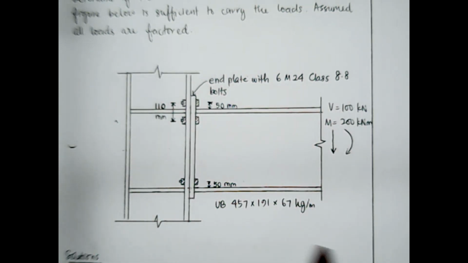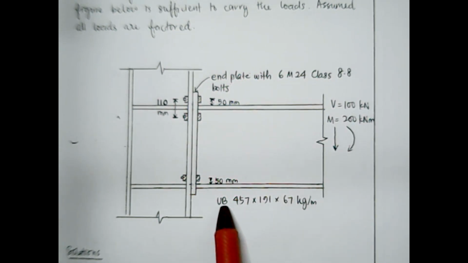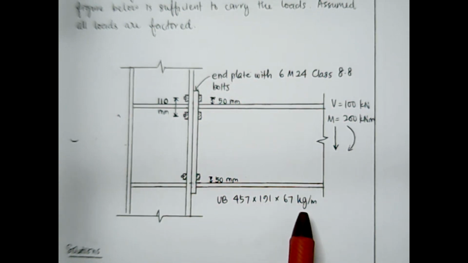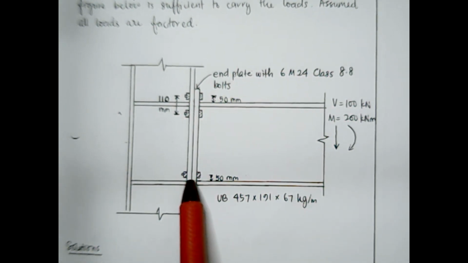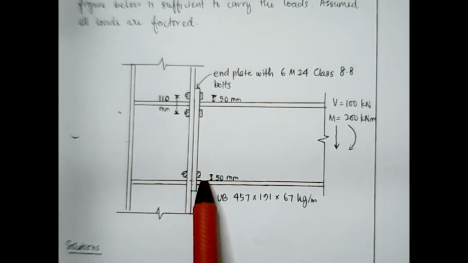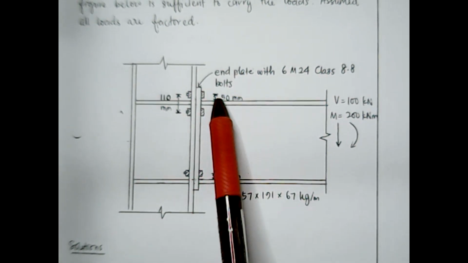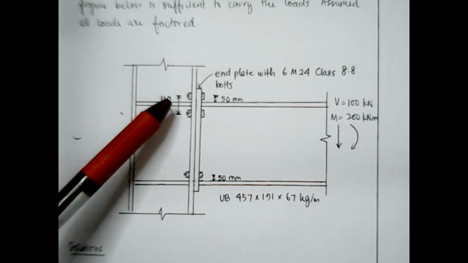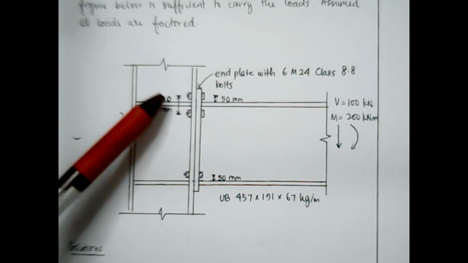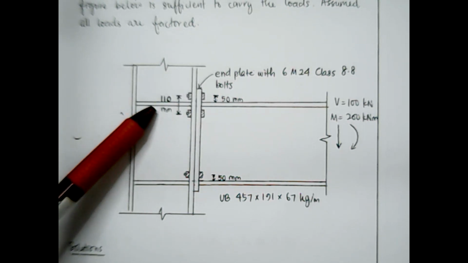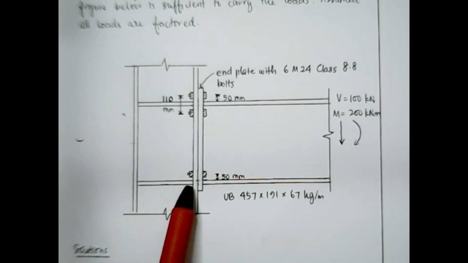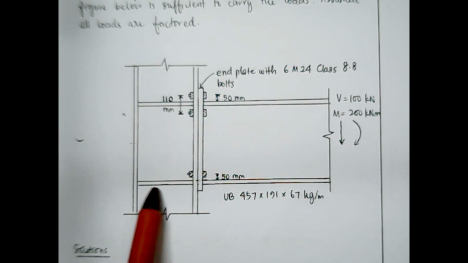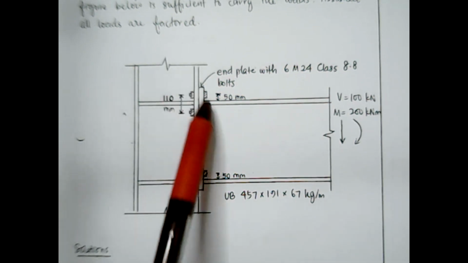And the beam is UB 457×191 kg per meter. The distance from the center of the bolt to the bottom flange is 50 mm, and similar here, and the center distance between bolt to bolt at the upper side of the flange is 110 millimeters. And here what you can see is what we call the stiffener of the panel zone.